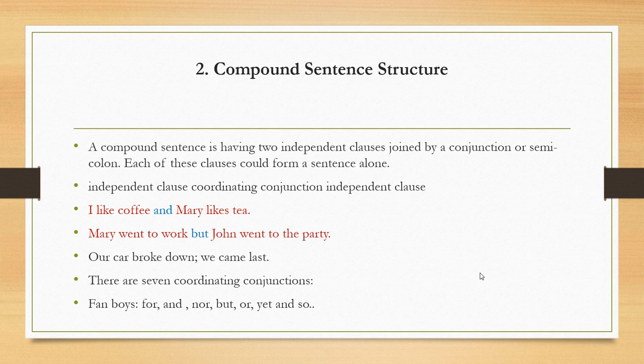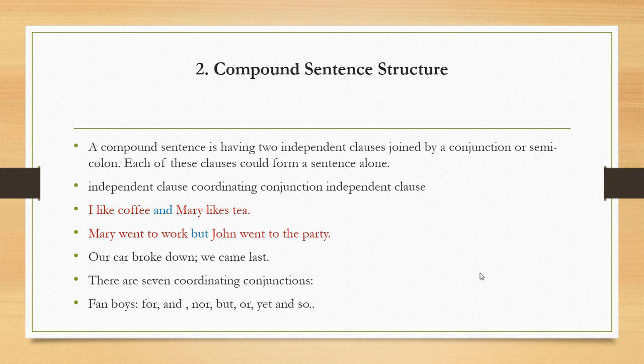Mary likes tea. Again, it's a complete idea and it's an independent clause, and the conjunction and, which I have colored blue, is a coordinating conjunction. A coordinating conjunction is used between two equal ideas. Okay, Mary went to work but John went to the party. Again, the first is an independent clause, the second one is also an independent clause, and but is a coordinating conjunction.